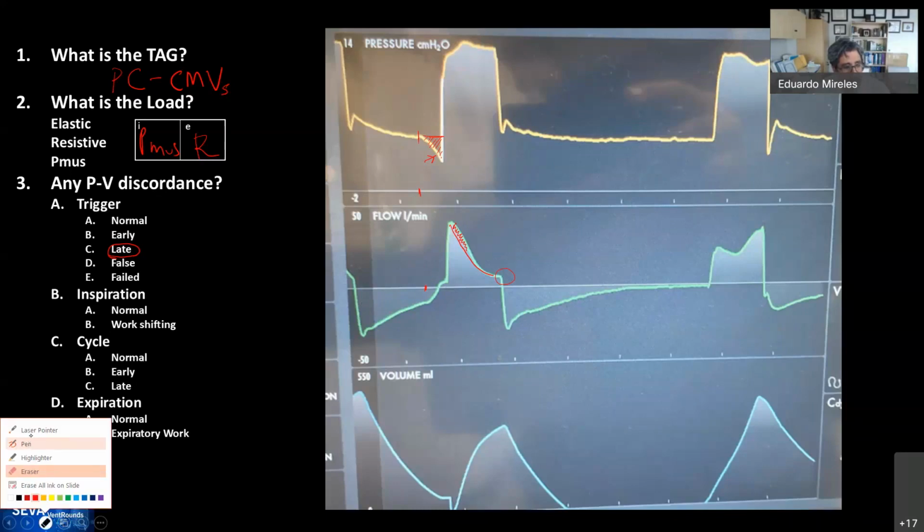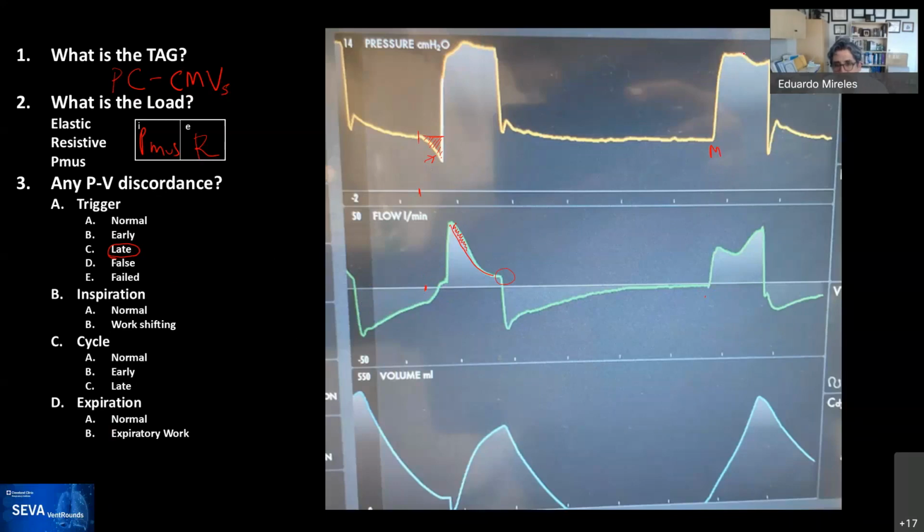And the flow was above baseline, and the patient was not getting the breath because of the way the trigger was set. So the first one is definitely a late trigger. But if I go to the second breath, I see the classic pattern, which is a mandatory breath. So it was started by the machine.